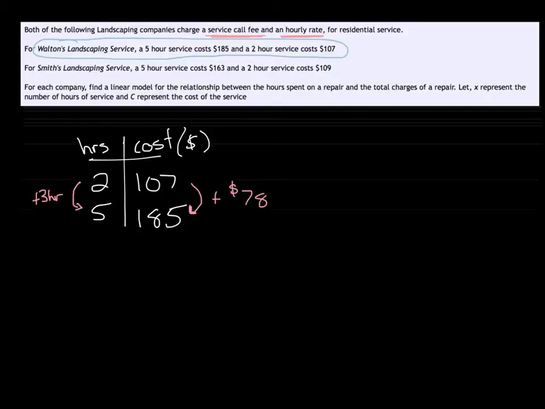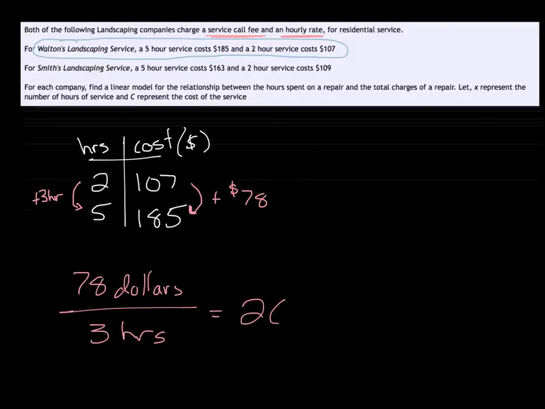And now with that information, we can find out the cost per hour. So it's $78 for 3 hours of service, which gives us $26 per hour. And again, in this case, this is a direct comparison between adding hours and the cost that it's adding. And so this gives us our dollar per hour charge.